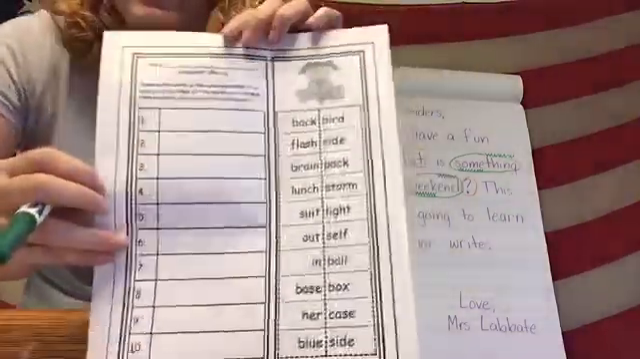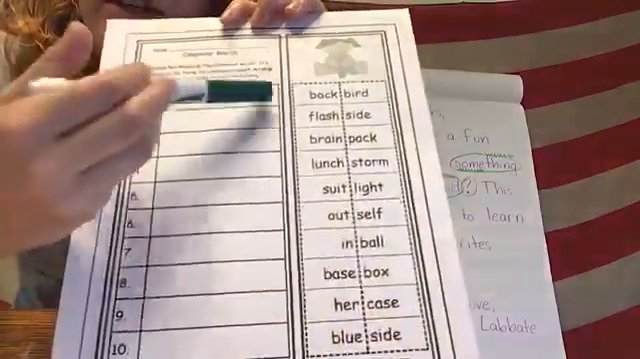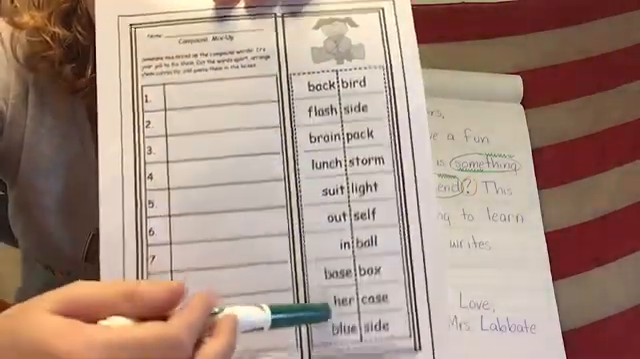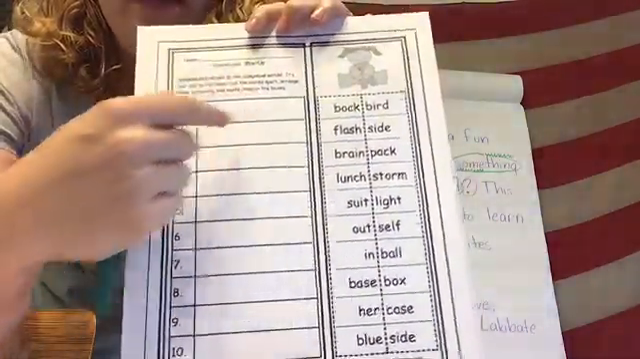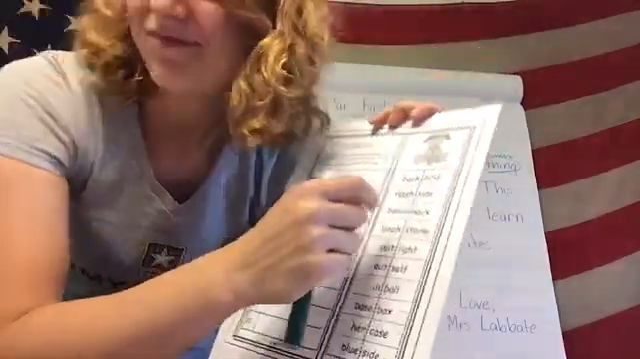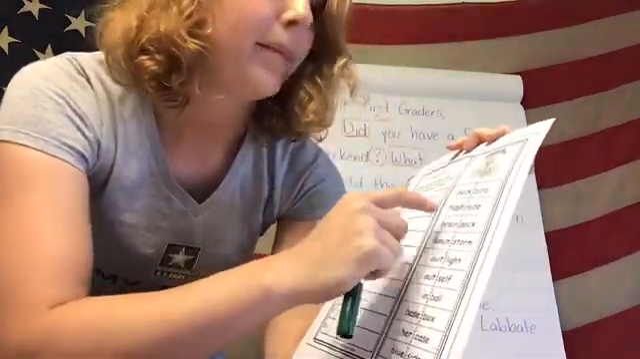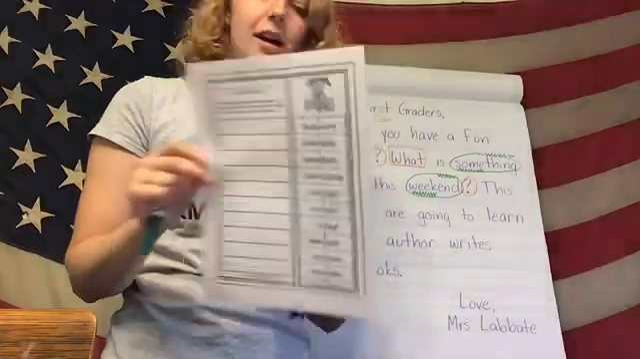If not, you can always look up on Google compound word activities. But what you're going to do is cut out all of these little boxes and glue them so that they make the right words. Like back bird, not a real word, but backpack is. So you're going to try and make your compound words.